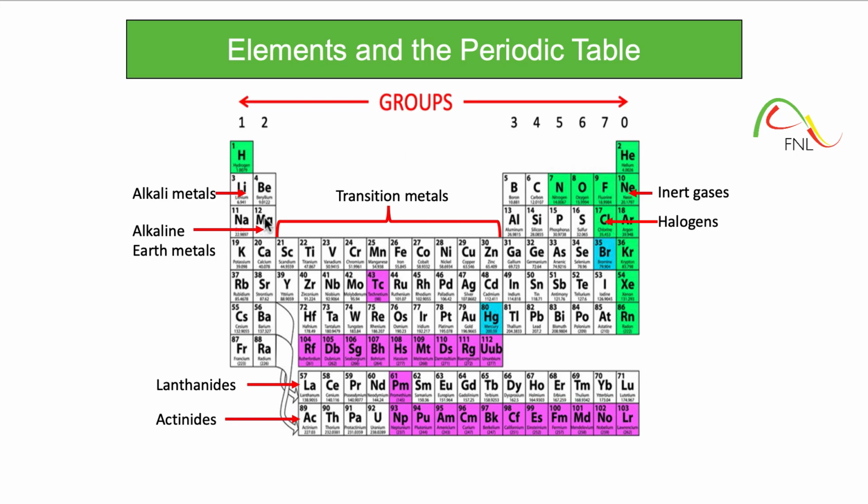Group 2, we've got the alkaline earth metals. Then this big block in the middle are called the transition metals. Then over here, we've got group 7 are the halogens. Group 8 are called the inert gases, or rare gases, or noble gases. Inert means they're unreactive, so let's stick to the word inert, shall we? And down here you've got lanthanides and actinides, which we're not bothered with at all at our stage. Okay?